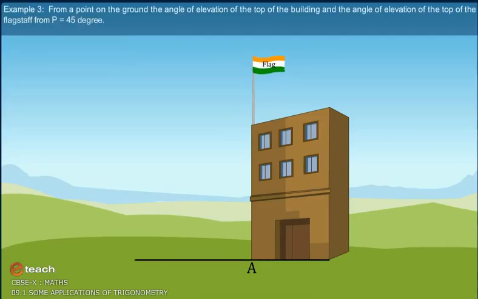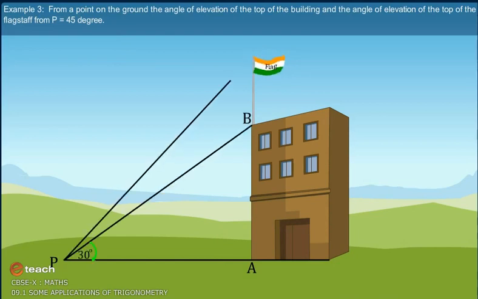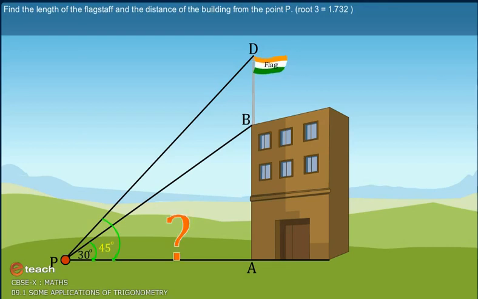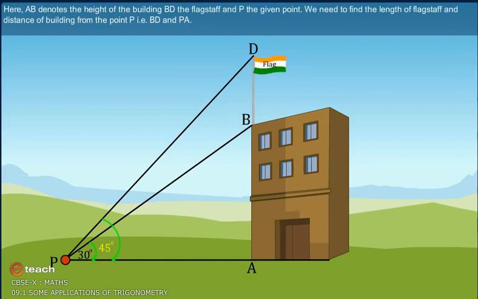Example 3. From a point on the ground, the angle of elevation of the top of the building and the angle of elevation of the top of the flagstaff from P is equal to 45 degree. Find the length of the flagstaff and distance of the building from the point P. Root 3 is equal to 1.732. Here, AB denotes the height of the building, BD the flagstaff, and P the given point.